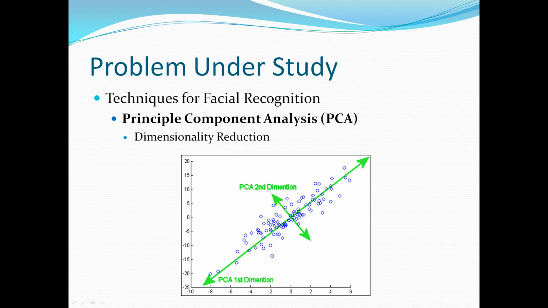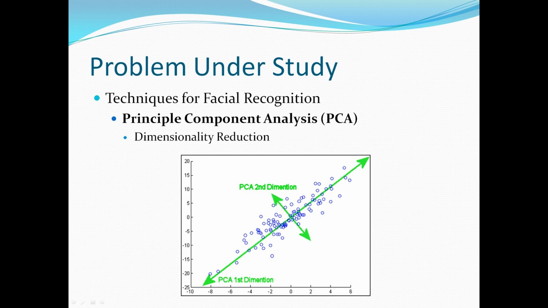Problem under study. The overall objective of this experiment is to learn and execute techniques for facial recognition. There are numerous methods and evolutions of these methods used today. Some of the more common techniques include principal component analysis, linear discriminant analysis, and kernel principal component analysis. This study focuses solely on executing PCA, but the other methods are adaptable as well.